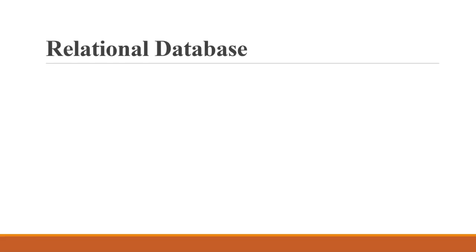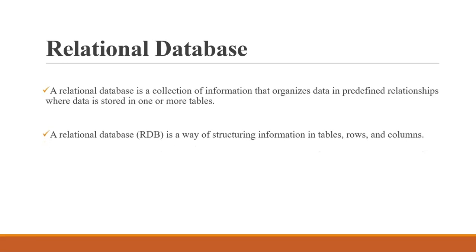The first one is relational database. A relational database is a collection of information that organizes data in predefined relationships where data is stored in one or more tables. A relational database, denoted as RDB, is a way of structuring information in tables, rows, and columns. For example, there are many kinds of databases out there. Now, just take an Excel workbook which is composed of spreadsheets that contain tables, rows, and columns.